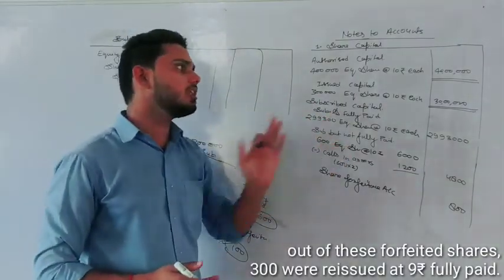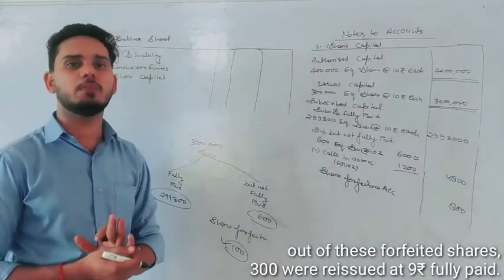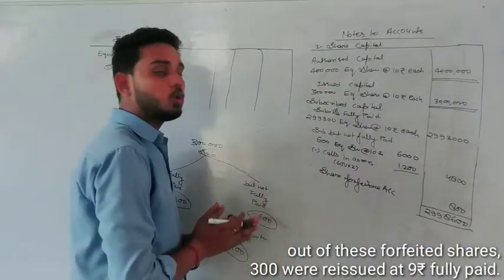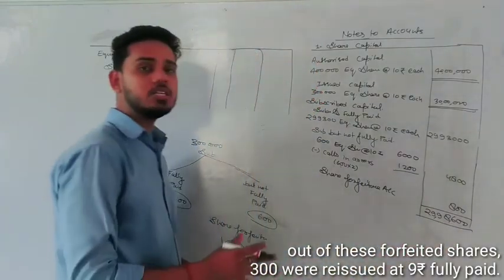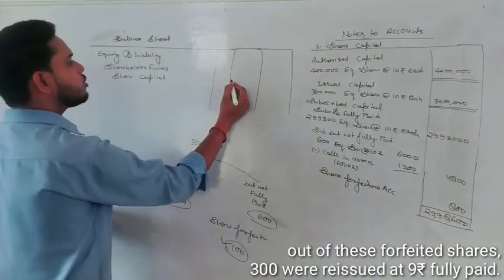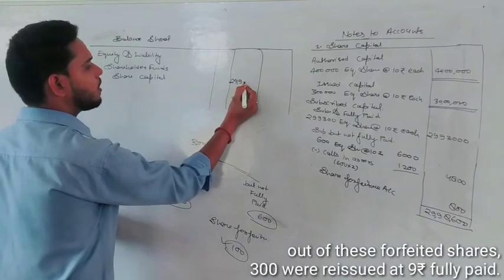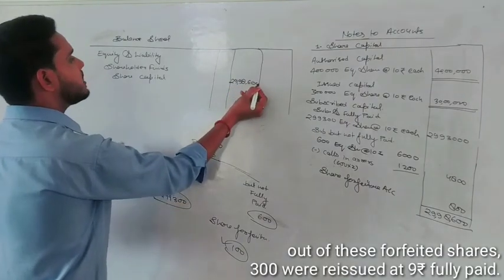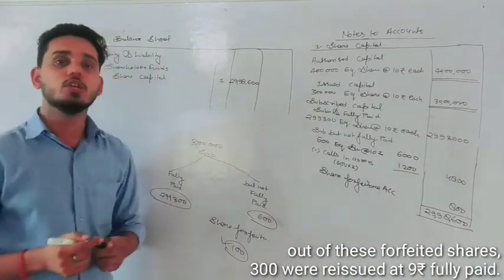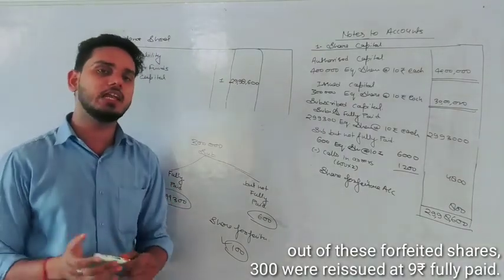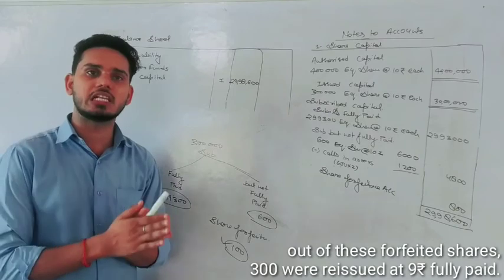Now let's total this column and see how much paid up capital we get. The total of paid up capital will be 29,98,600. That is the actual paid up capital which we have to write here as share capital. Okay, and we will write here note number 1. So I hope all the cases related to balance sheet presentation are clear to you.